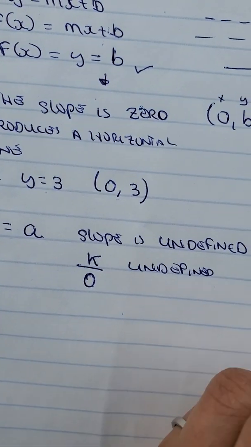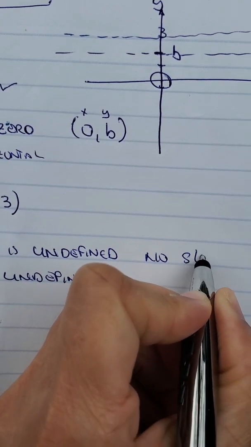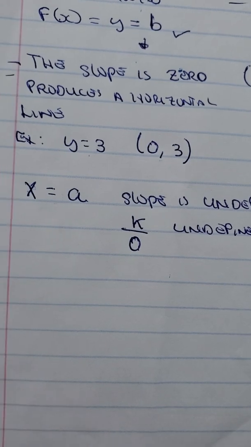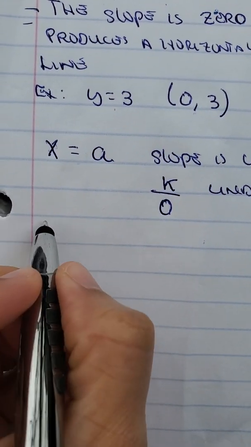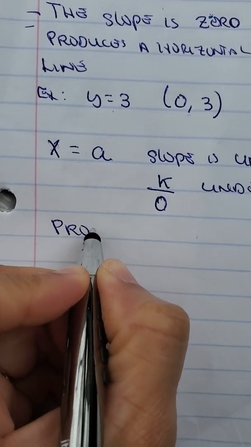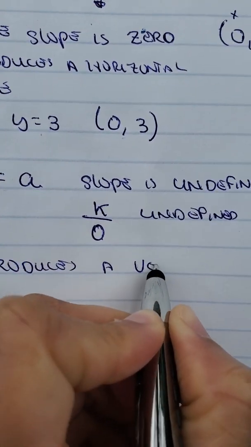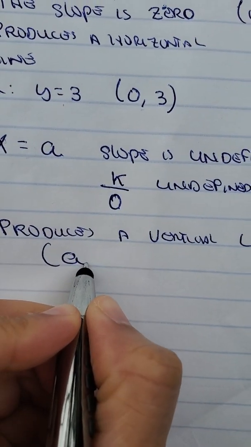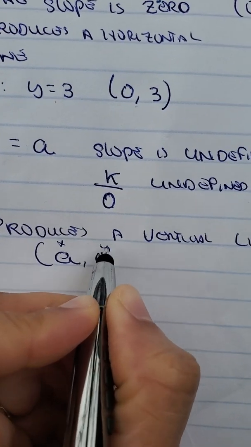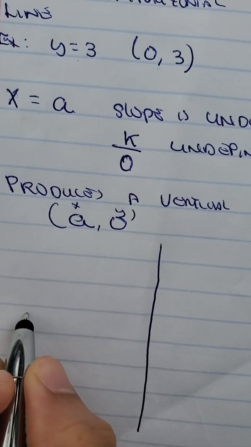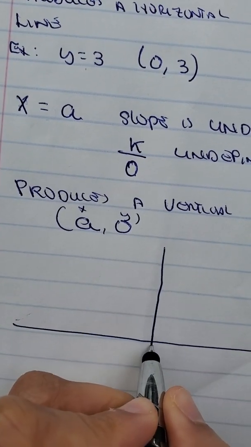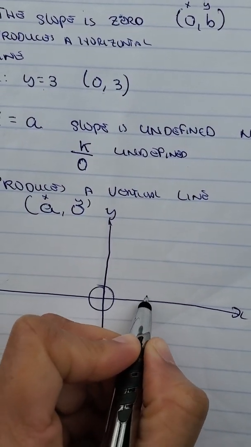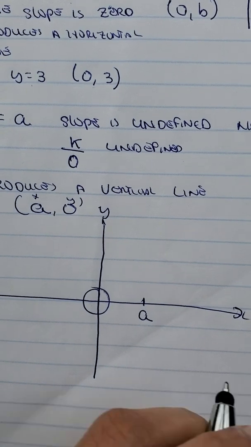Also, in some cases, it is said that there's no slope. Not to be mistaken with slope equaling 0. Totally different thing. So whenever you have x as a constant to graph, this produces a vertical line. So your coordinate is actually some constant value of x, and 0 for y. So your graph will look something like this. Right? So we have some value. This is my x-axis and my y-axis and my origin. So some value of a somewhere along the x-axis.